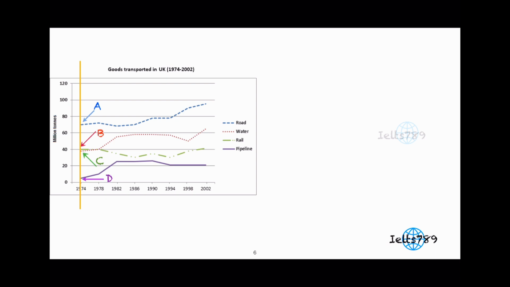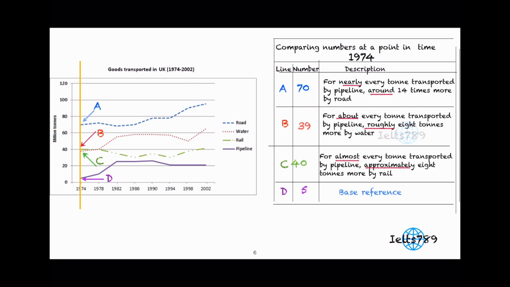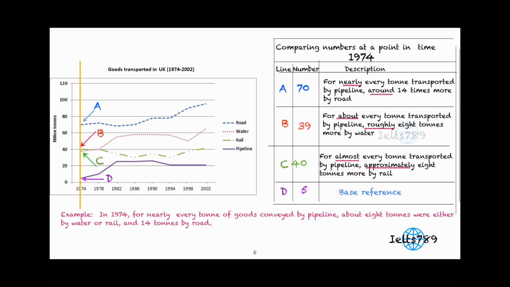Next, turn your attention to the table on the right for details. Notice my use of adverbs underlined in red to give the approximate values. Much like the previous line graph, I use a base reference. For variety, I use D for this purpose. Finally, check out the example sentence below.